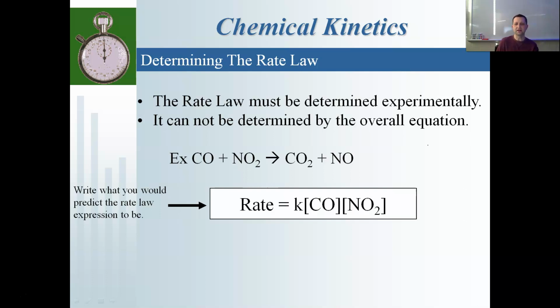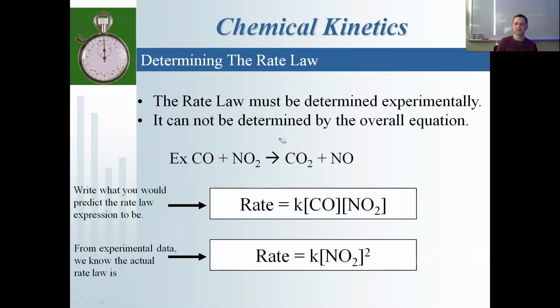And the prediction would be something like this. Rate equals k times the concentration of CO times the concentration of NO2, because these are my two reactants here that need to collide and produce some products. So my predicted rate law is going to be: rate equals k times [CO] times [NO2]. But if I actually carry out this experiment and collect data and experimentally determine my rate law, from the experimental data the actual rate law looks like this. So it's k times [NO2] squared.